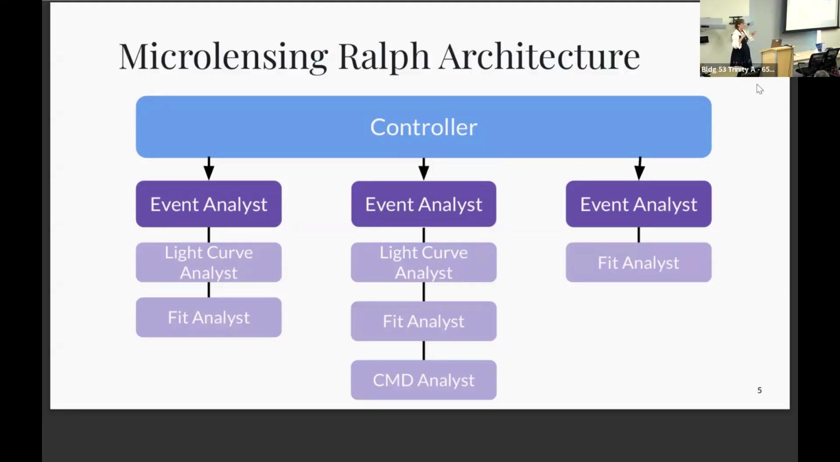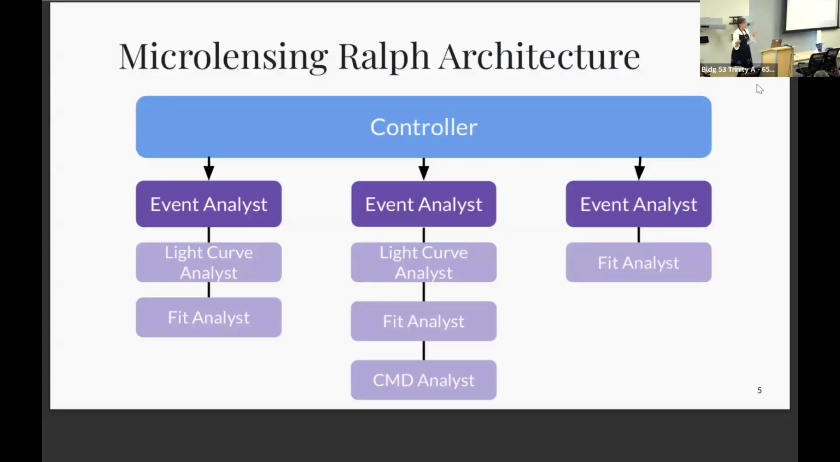Then there's an event analyst. So for each event, you assign an event analyst. Each event analyst can be configured completely separately from another event analyst. So you can add different features there, and even set it up completely differently. For example, if you know that one type of event will have a very noisy light curve, you can set up, for example, your outlier removal differently than the other event.